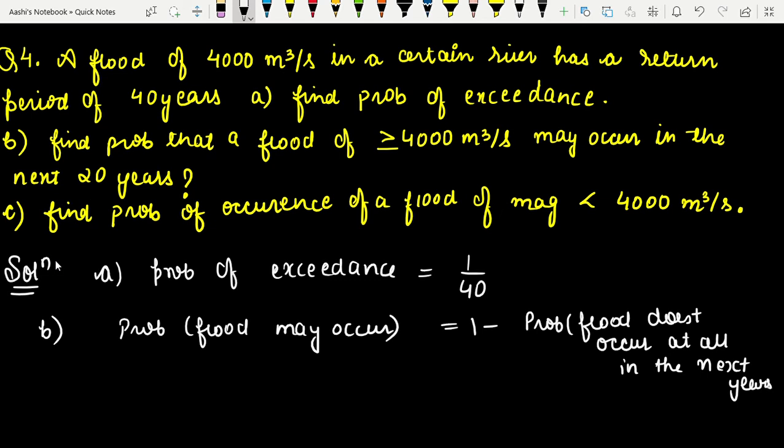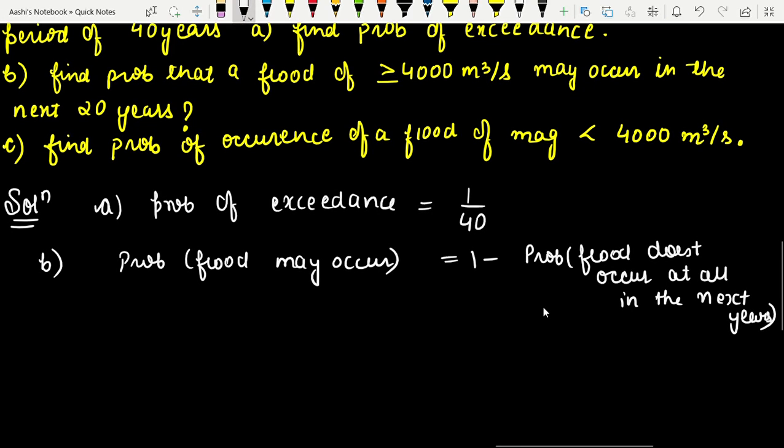This statement we are writing purely based on the theorem of probability, that probability of occurrence plus probability of non-occurrence is equal to 1. Either an event will happen or it will not happen. So how can I find the probability that it is not at all occurring in the next 20 years? How can I find that?